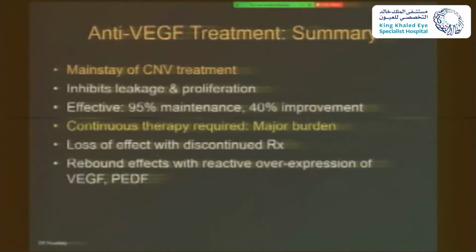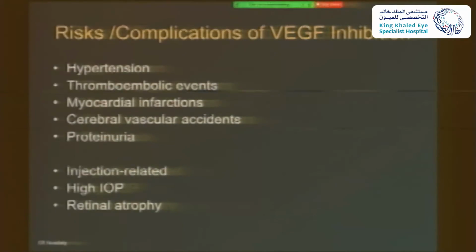In general, the summary of anti-VEGF treatment is that anti-VEGF are the mainstay of treatment. They inhibit proliferation, they inhibit leakage, they are effective almost 100% in maintaining the condition, and there's a 40% chance of improvement, but you need continuous treatment and continuous monitoring, and you get a rebound effect if you lose treatment. There are risks. Nothing is without a risk. They cause hypertension, so beware. If people are hypertensive, they may, after the injection, actually get a spike of hypertension, so be careful.